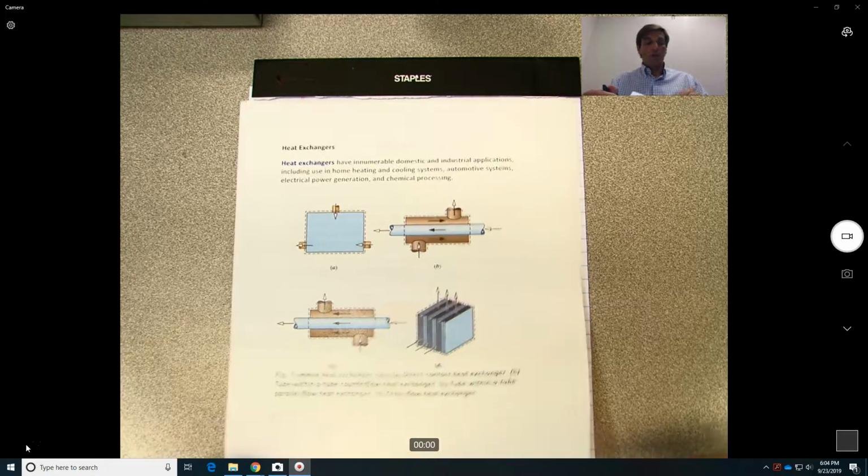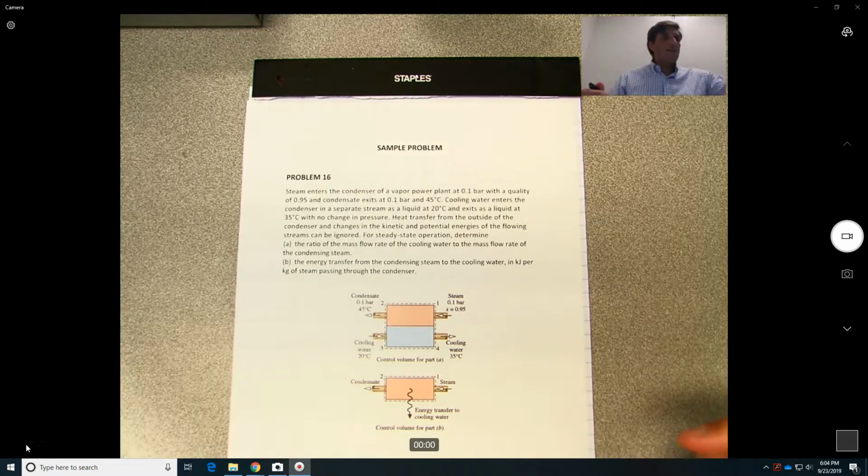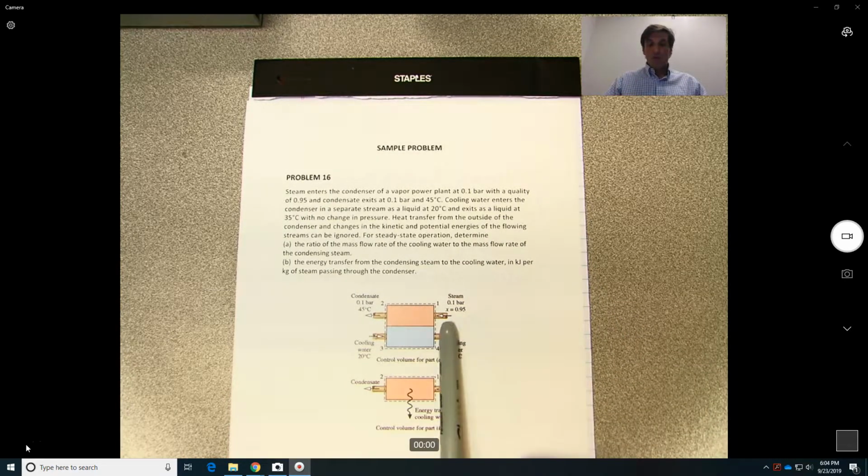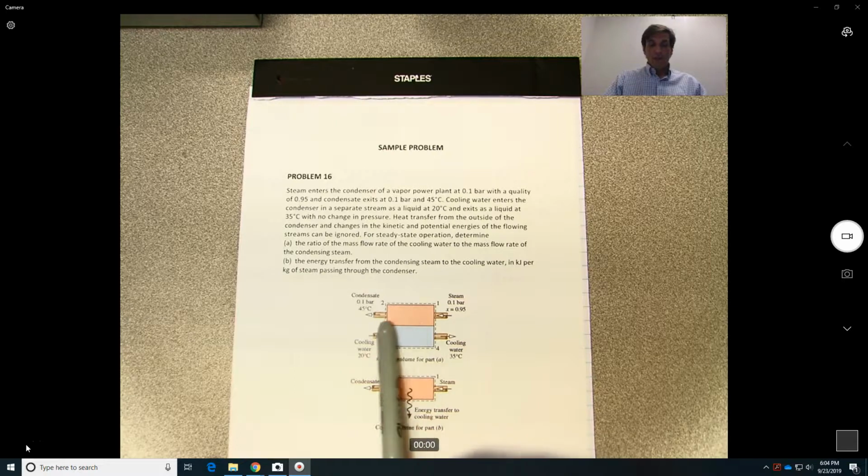Alright, so the first problem we're going to be doing, the sample problem, is basically this one. So let's say we have steam. Steam enters through this tube over here, and then it's going to exit this one. And here the cooling water starts at 20 degrees, so heat is going to come from this side, so the water is going to heat up, okay?